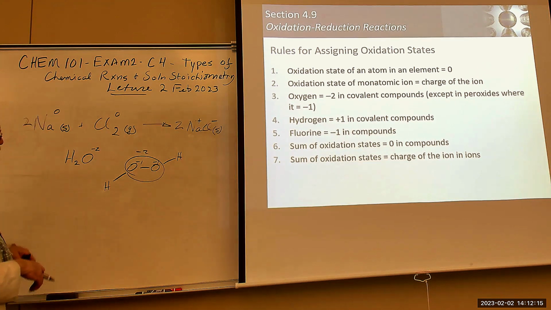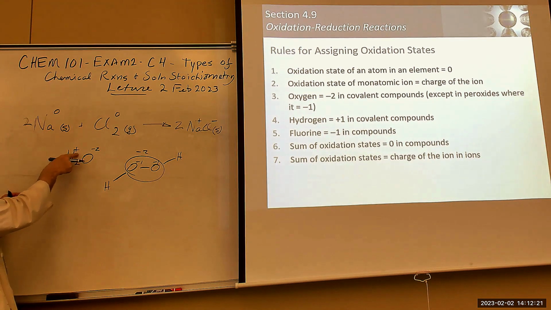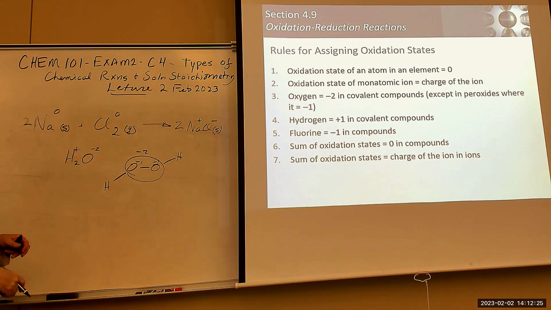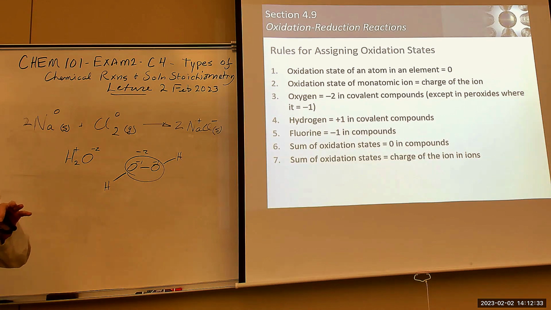Hydrogen, in any covalent compound like this one, hydrogen is always +1. Right, so that makes sense. 2 times +1 is +2, balanced by a -2. The only time that hydrogen is not +1 is when it's bound with a metal. For instance, let's do aluminum hydride.